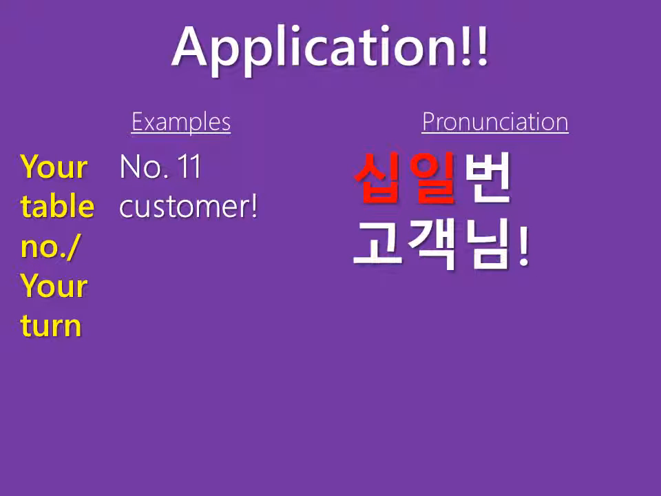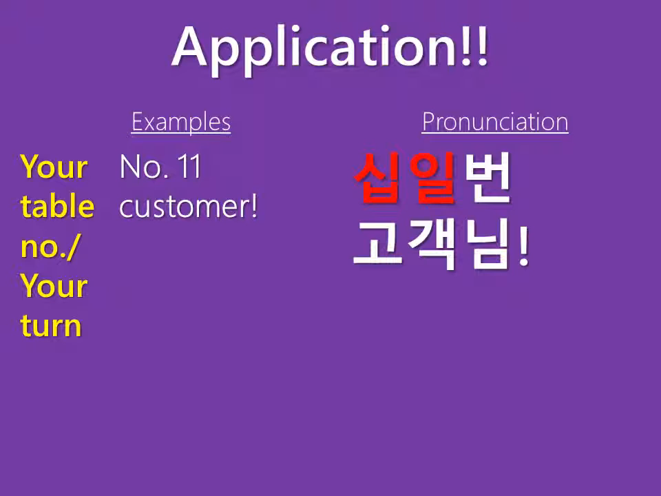Now, last example. Say you go to a restaurant and there is a long queue. The restaurant manager gave you a ticket number. But what's the point if you can't recognize it when the manager calls out your number? Say the manager is saying, number 11 customer. If you can't recognize the number, what's the point of holding the ticket and waiting around? So 11 is 11 and 번 is order or number. 고객 is customer and 님 is a formal way of addressing somebody.